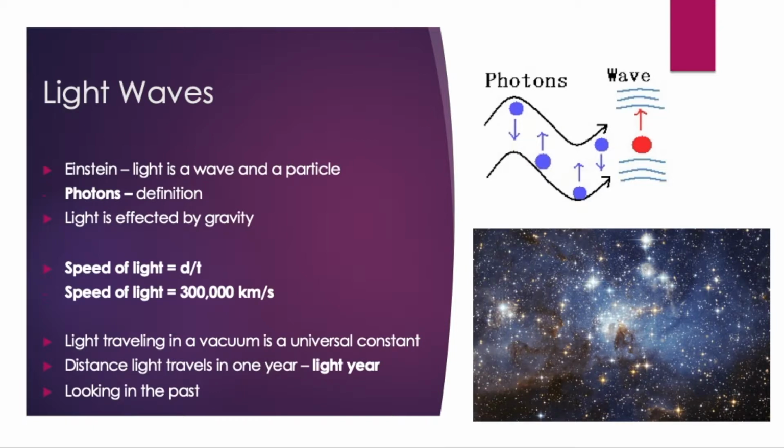Because light does not travel at an infinite speed, when looking at anything, you are looking at it from the past. If a star is 1,000 light years away, you're looking at it as if it was 1,000 years ago.